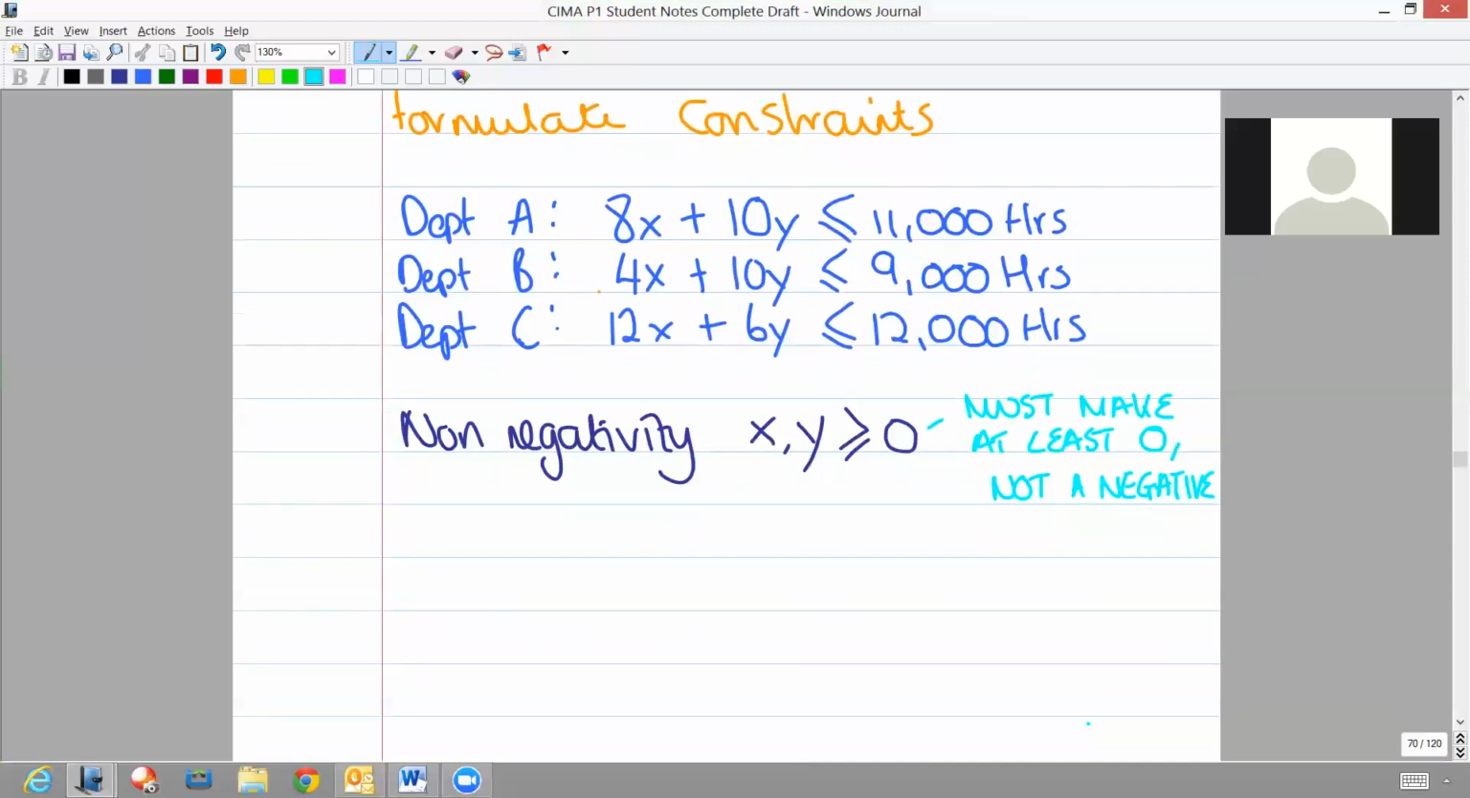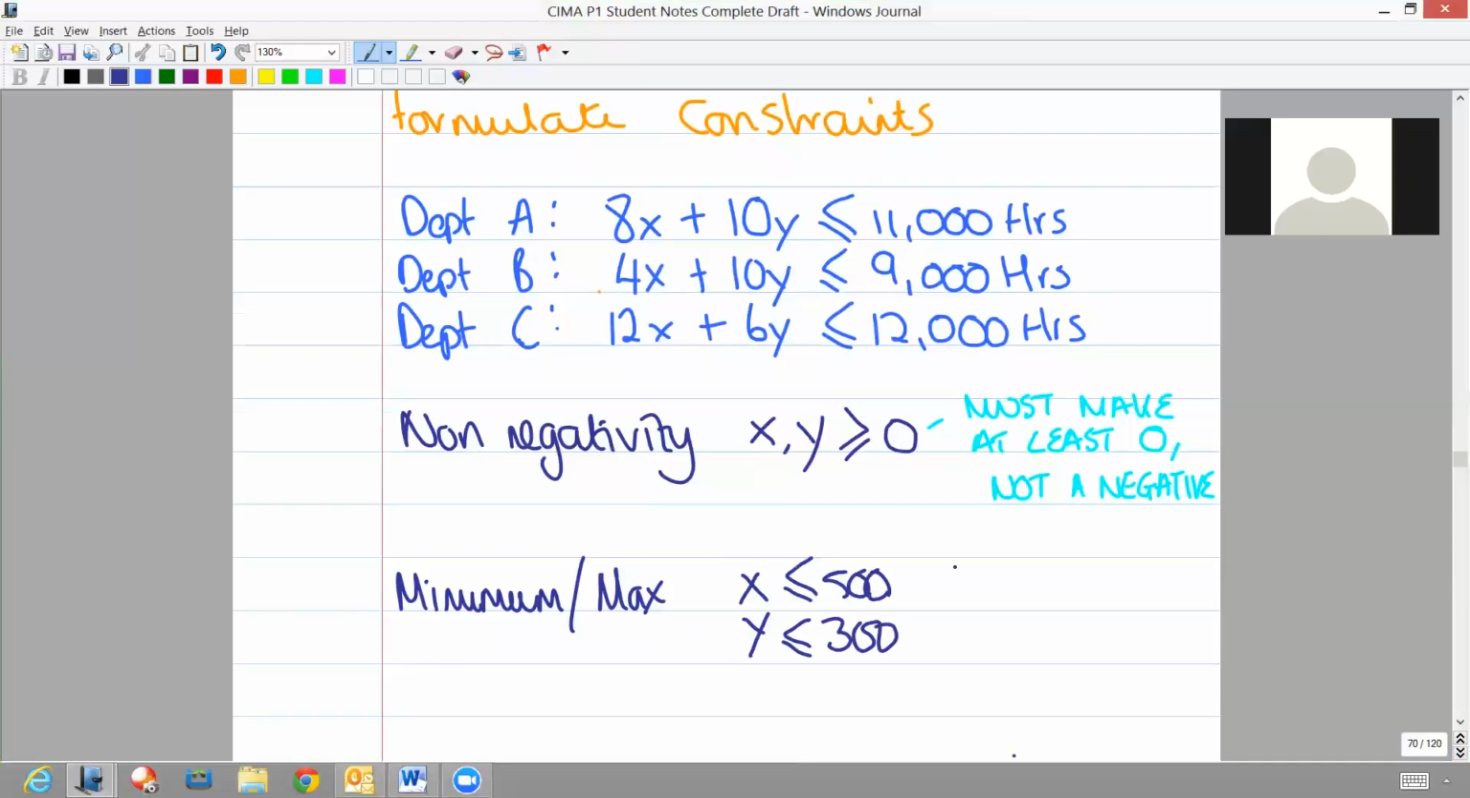The other thing that you might also be given, as opposed to non-negativity, is you could be issued with minimum or maximum demands. And if you were, again, you need to state those constraints. So for example, if it said we can only make 500x, then what we'd have to say is x has got to be equal to or less than 500. And if we can only make 300y, then we would put that down.